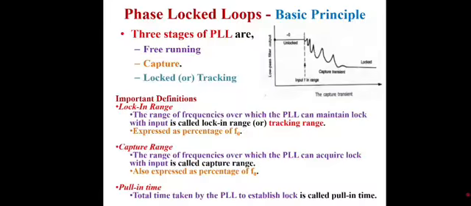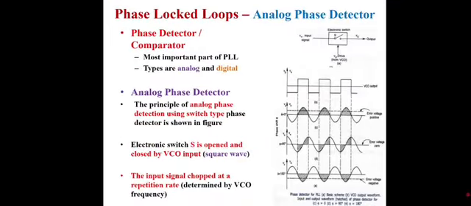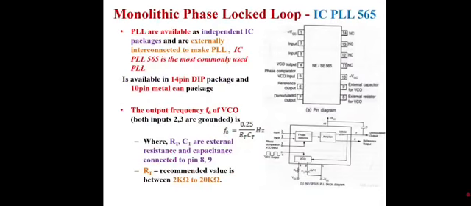Now let us look at the specific IC we are studying, IC 565. This IC 565 is the most used PLL. It comes in a 14 pin DIP or a 10 pin metal package, and the frequency is determined by external components, where the resistance is typically recommended to be between 2K and 20K ohms.